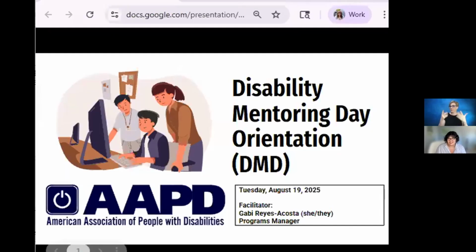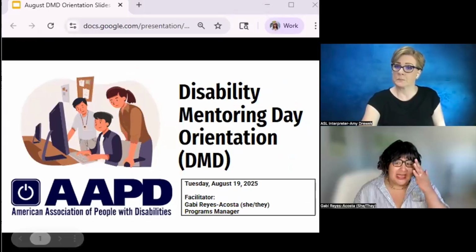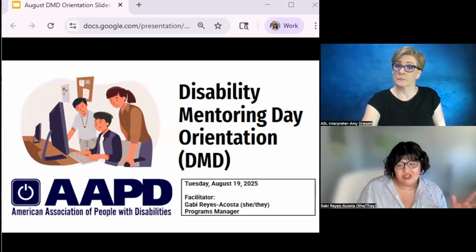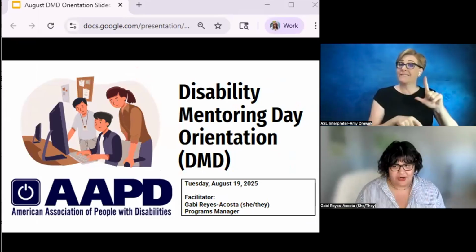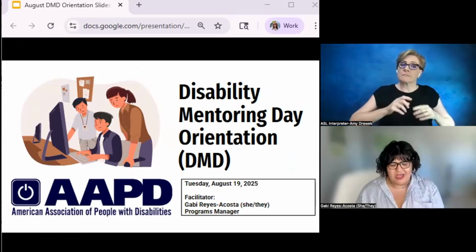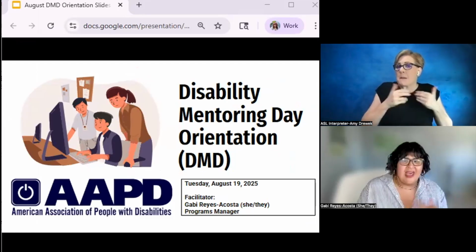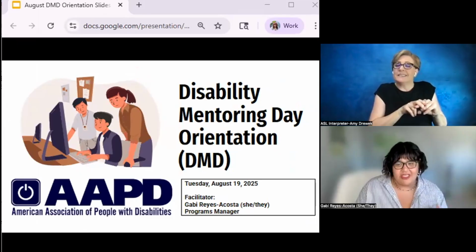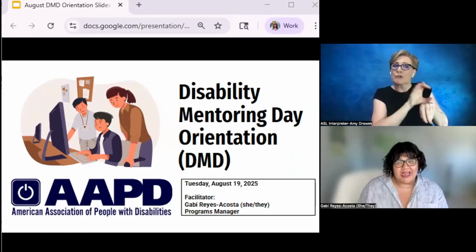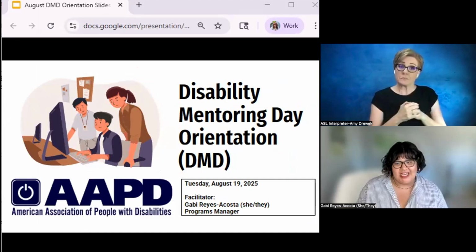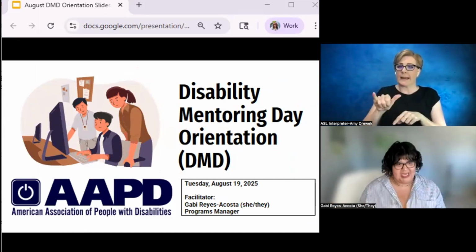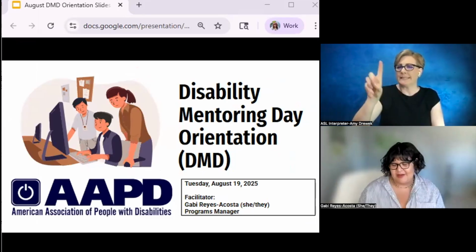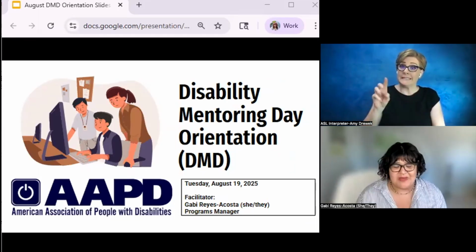My screen is sharing now, and it is a white background. On the left of the screen is an illustrated image of a young person sitting in a chair at a computer. Behind them is another person, presumably an adult, who's standing over them, and another person standing next to them, and they're all looking at the computer screen. On the right is the text Disability Mentoring Day Orientation, or DMD. You'll hear me refer to them both interchangeably. So if I'm ever saying DMD, I'm always talking about Disability Mentoring Day.